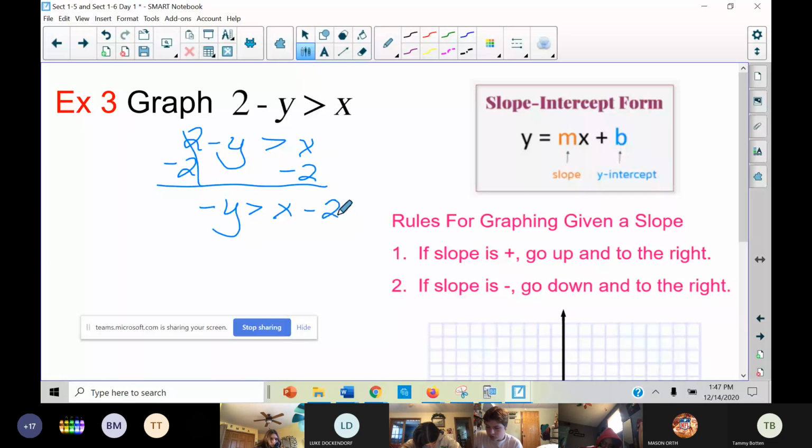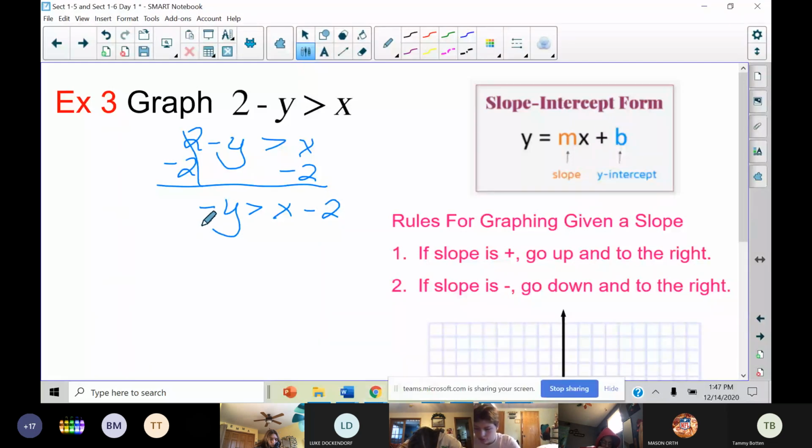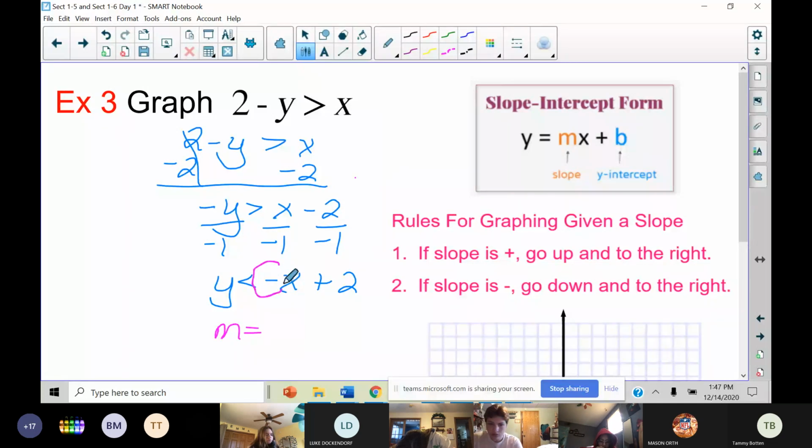And then I can't have that negative there. So I'm going to divide everything by a -1. And you have to remember that when you divide by a negative or multiply by a negative, you have to switch your sign. So it's going to be -x plus 2. Now I can think about how to graph this. My slope is what's in front of the x, so that's like a -1 over 1. And my y-intercept is 2.